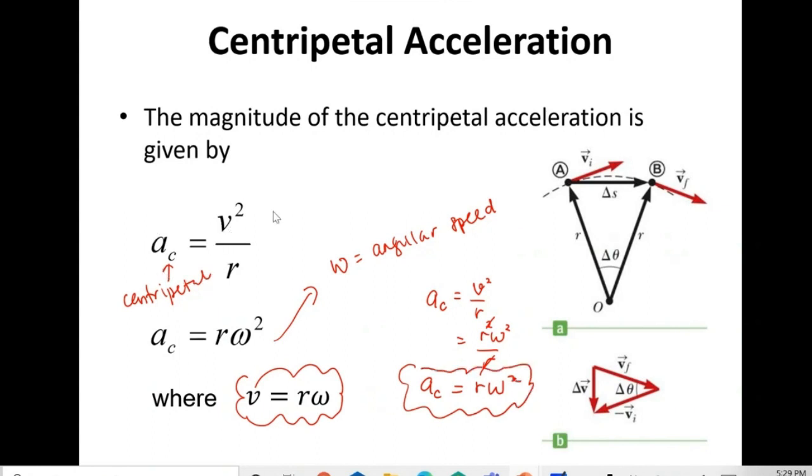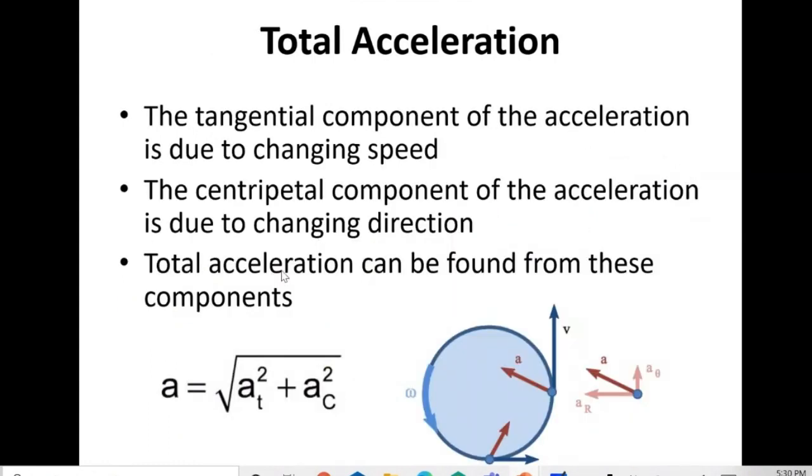In other words, a_c is v squared over r. a_c is also equal to r omega squared, where omega is called angular speed. Now, since we keep mentioning that centripetal acceleration is the acceleration due to the change of direction of the velocity, although an object is moving in a circle with constant speed, the direction is changing, so we can calculate the centripetal acceleration.